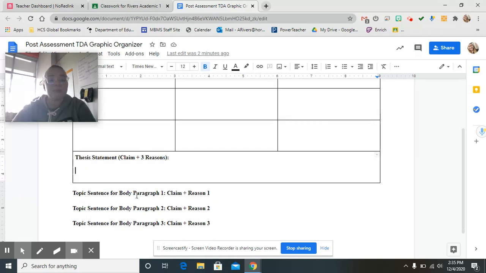Topic sentence for body paragraph 1 is going to be your claim plus your reason 1. Your topic sentence for body paragraph 2 will be your claim plus reason 2. And then your topic sentence for body paragraph 3 will be your claim plus reason 3. Remember, for each body paragraph, you must have a topic sentence, evidence, and an explanation. You need 3 things. Topic sentence, evidence, explanation. 3 things.